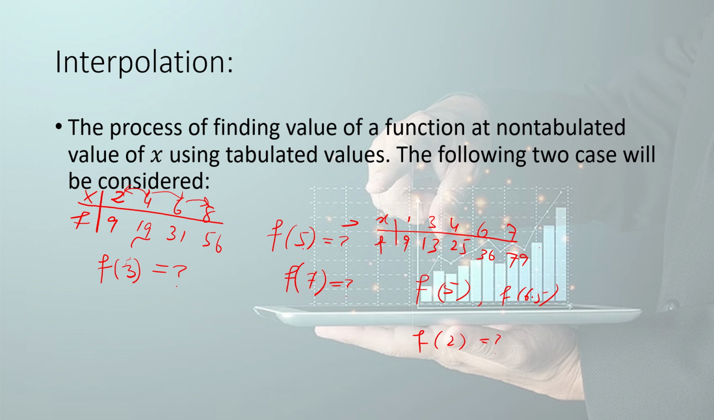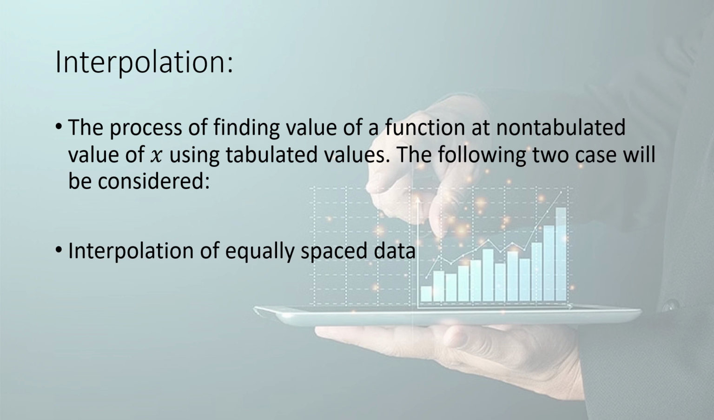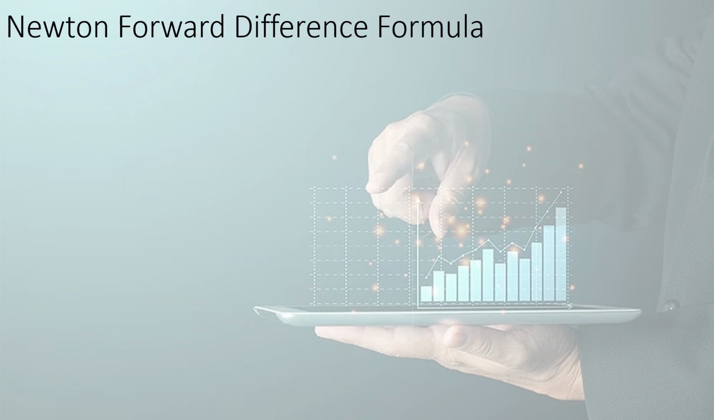So we usually classify interpolation methods into two groups. One is known as interpolation of equally spaced data, and the other one is interpolation of unequally spaced data. In this video, our main focus will be on interpolation of equally spaced data, in which I'll be talking about the first formula used for interpolation, which is known as Newton forward difference formula.